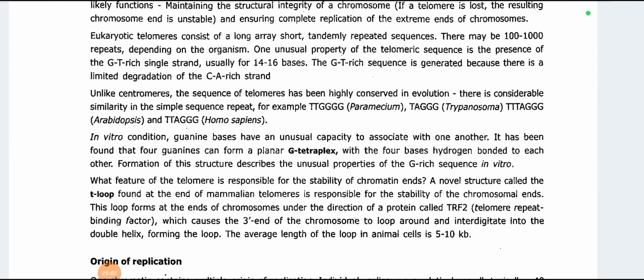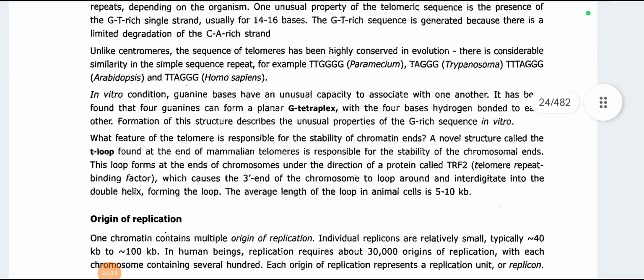And telomeres consist of long arrays of short tandemly repeated sequences, which may be 100 to 1000 repeats depending upon the organism. One unusual property of the telomeric sequence is the presence of a GT rich single strand, usually 14 to 16 bases. The GT rich sequence is generated because there is a limited degradation of the CA rich strand.